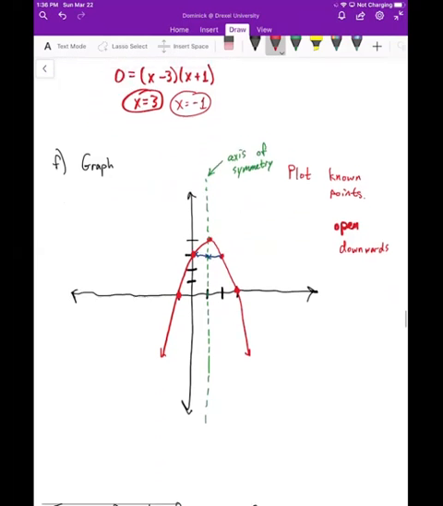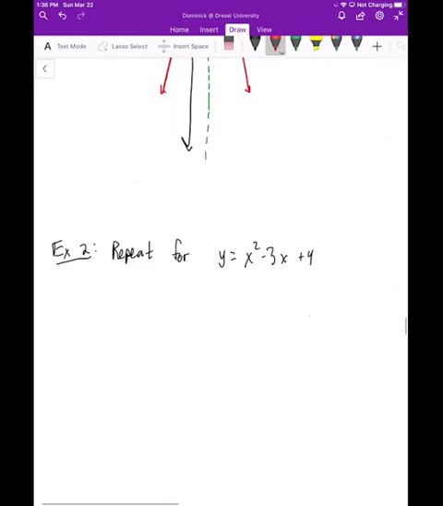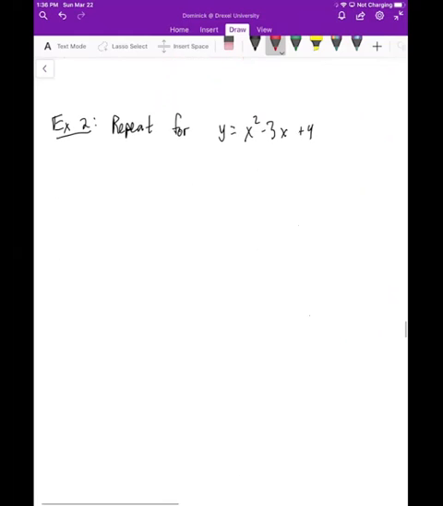All right, so let's do another example. And if you like, you can also pause this and try this on your own, and then unpause it and see what happens. So we want to do the same thing. So first, I want to find out if it opens upward or downward. So of course, in this case, my a is 1, which is positive. So that means we're going to open upward.